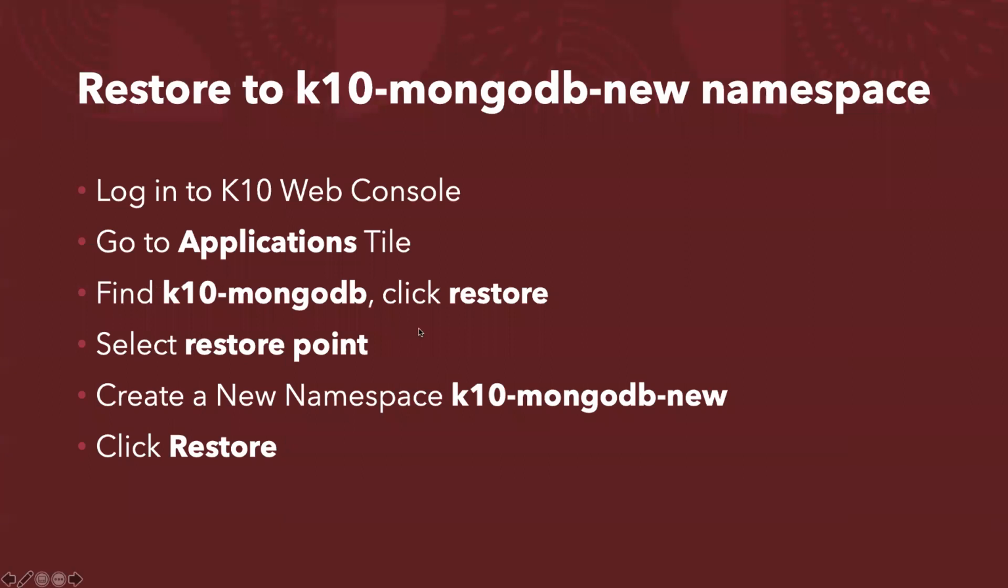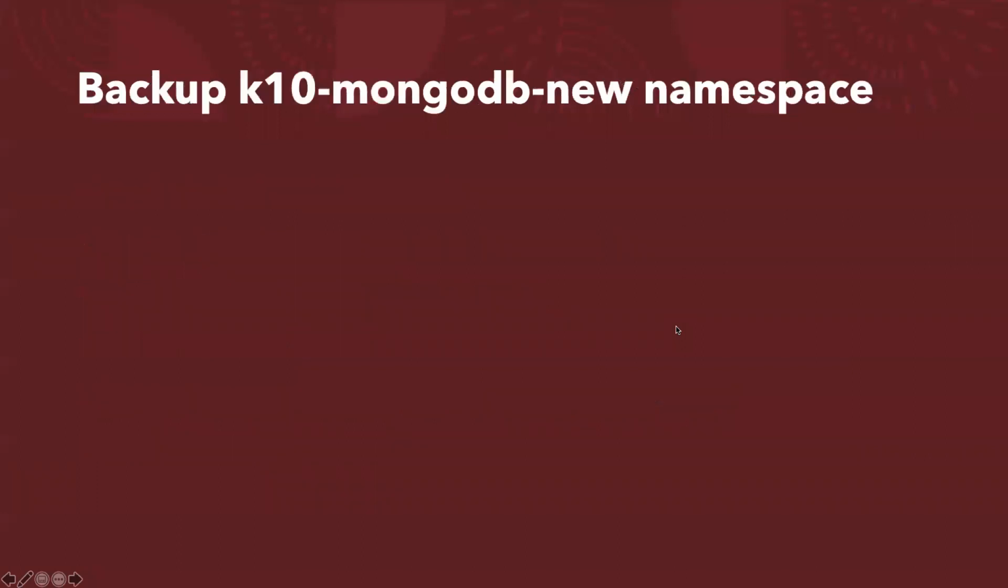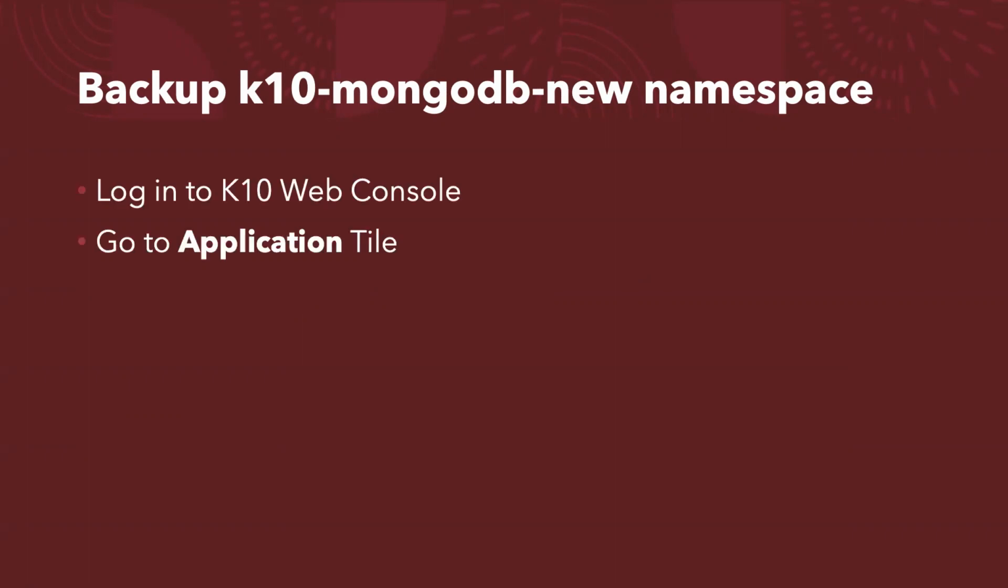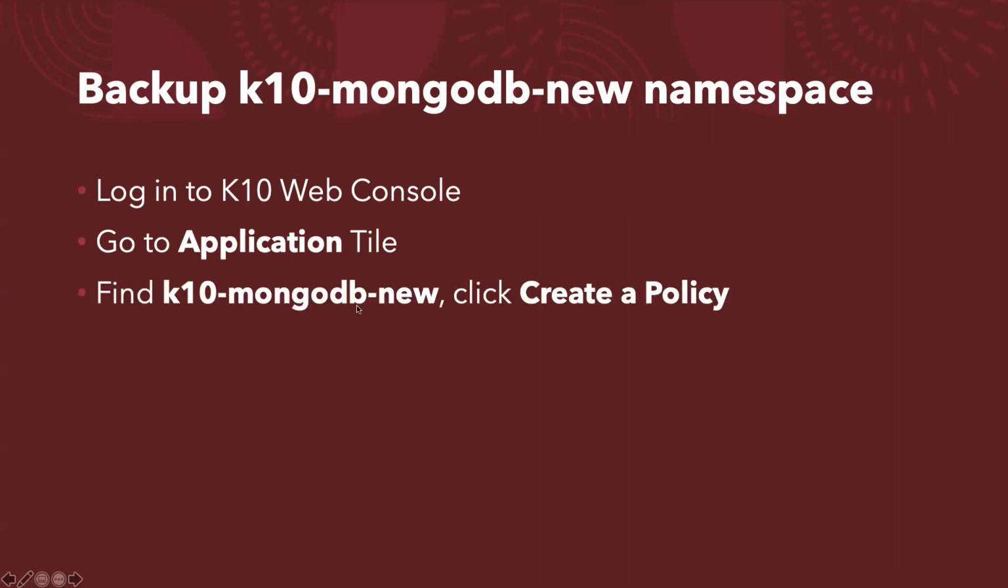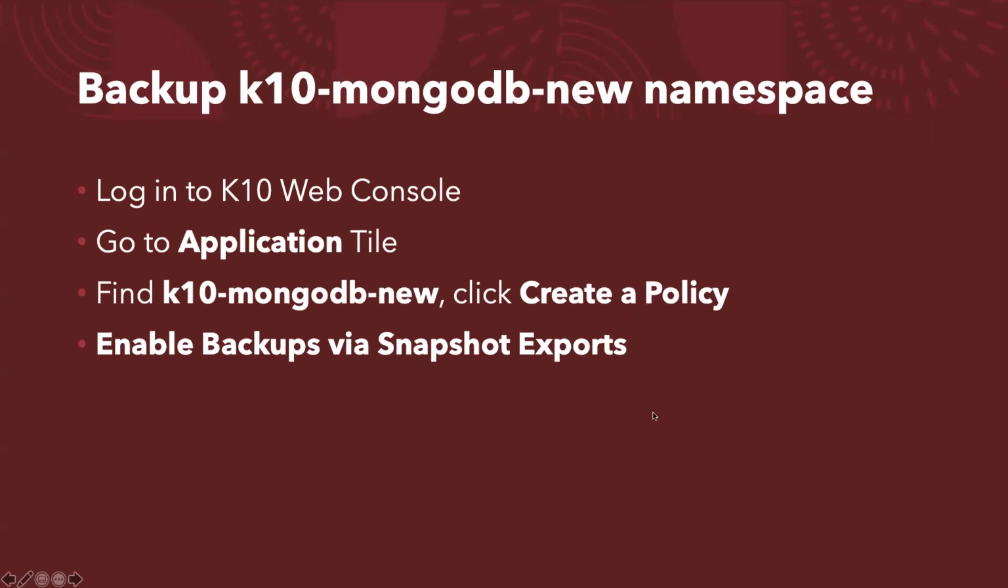Now we have already restored to a new namespace. What I'm going to show you now is how to back up the new namespace. You have the new namespace, with a MongoDB also running in it, together with all the related Kubernetes configurations. Again, you log into the web console, go to the applications tile, and find the K10-MongoDB-new. In my case, it's new one. So I click create a policy.